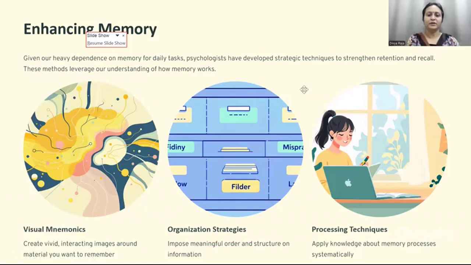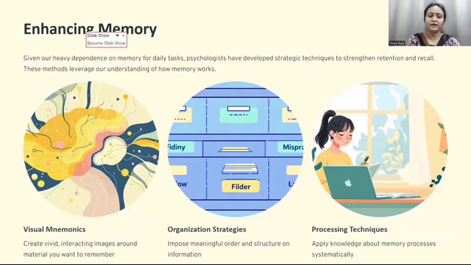So to enhance our memory, the fact that we depend a lot on our memory for a lot of things that we do on a daily basis, psychologists have developed some techniques or strategies to strengthen our retention and recall of whatever we have stored in our memory. And these methods will help us to improve our understanding of how our memory works. Because once we understand how our memory works, it's easy to know how to use our memory.